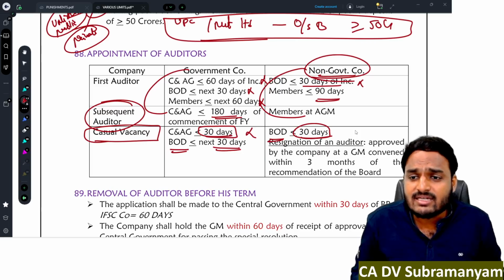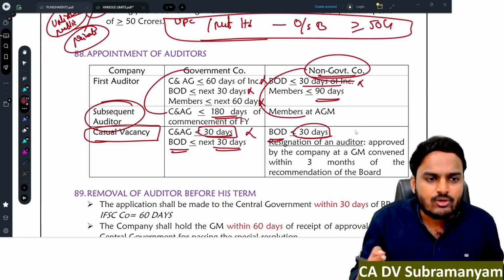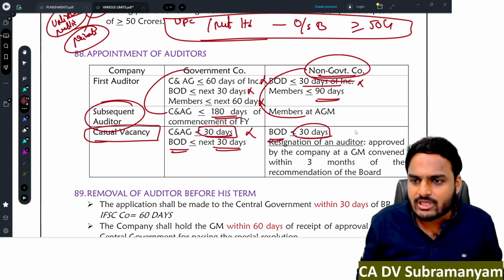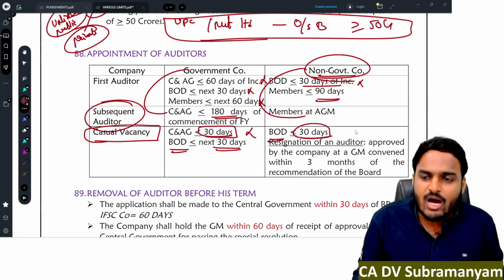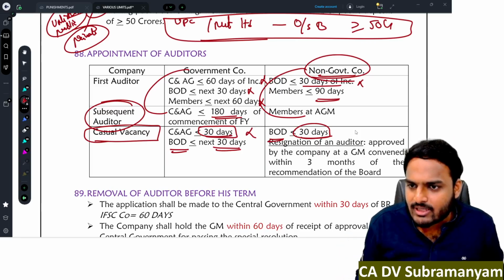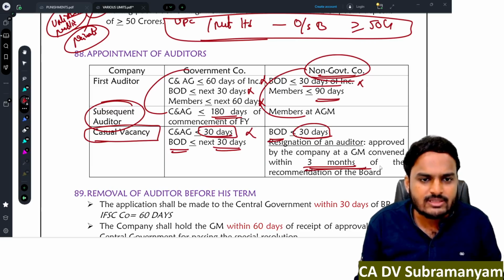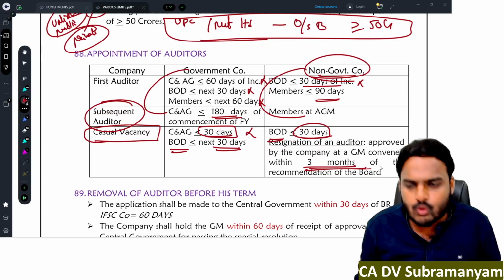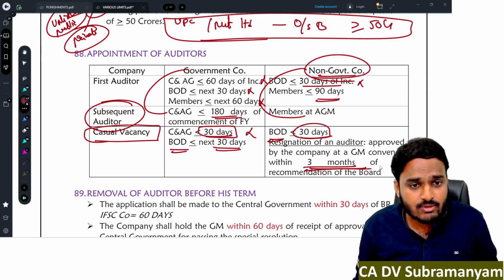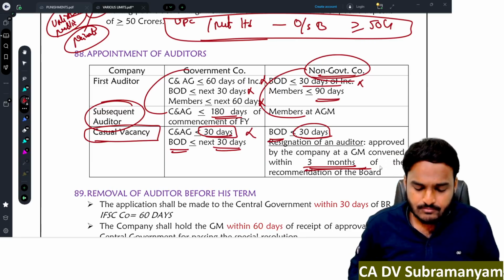But if that vacancy is arising due to resignation, in that case, board resolution alone is not sufficient. Ratification, approval from members is also required. And for getting that approval, you have a time period of 3 months. So within 3 months of recommendation of the board, your company is required to get approval from the members.